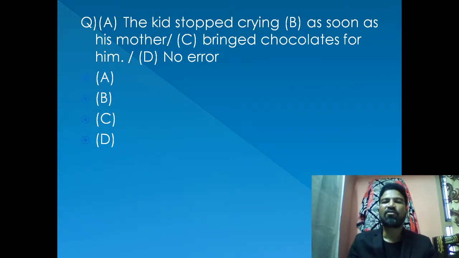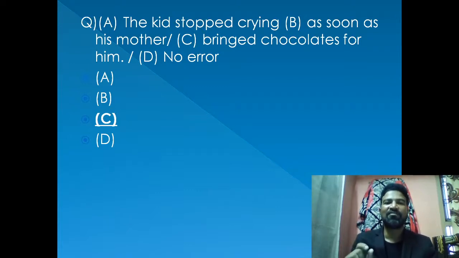The kid stopped crying as soon as his mother bring the chocolates for him. No error. So find out which part of the sentence contains the error. Yes, you guys are absolutely right. The answer is part C, option C, because of bringed.